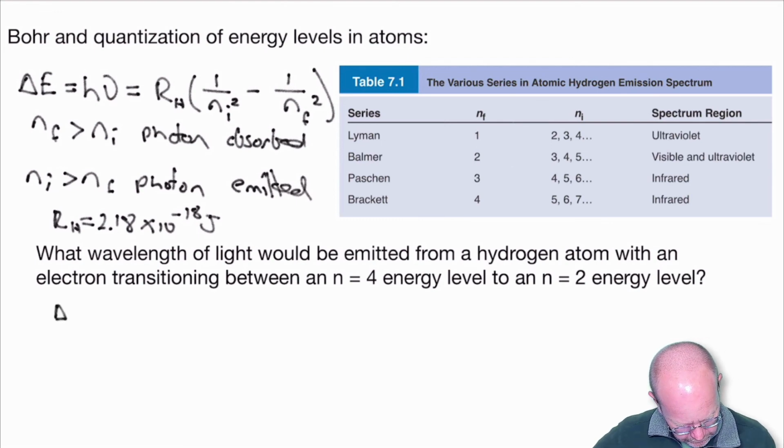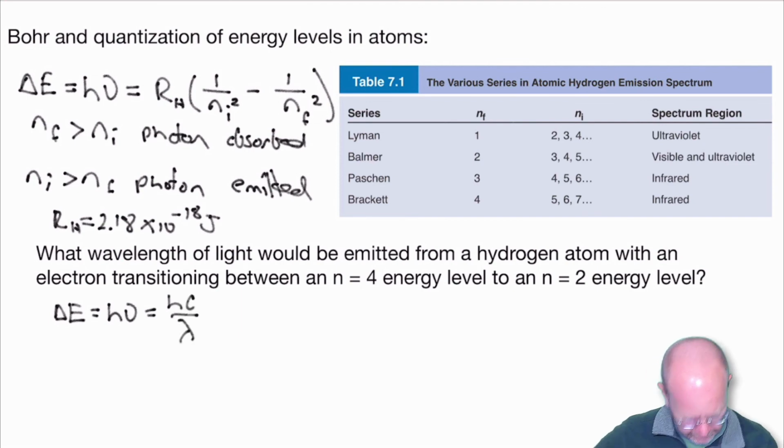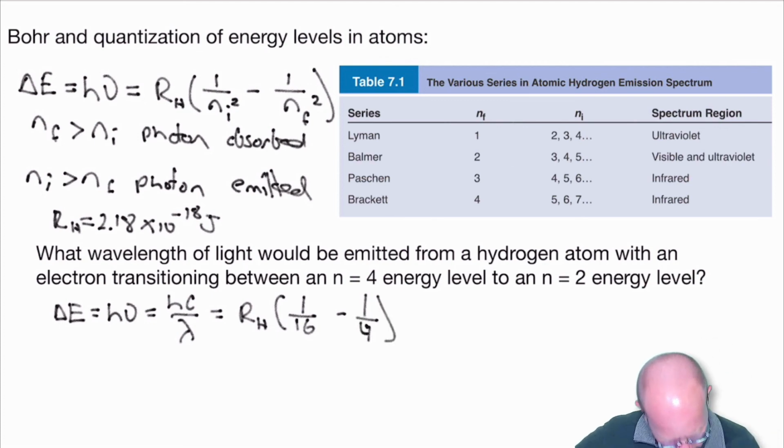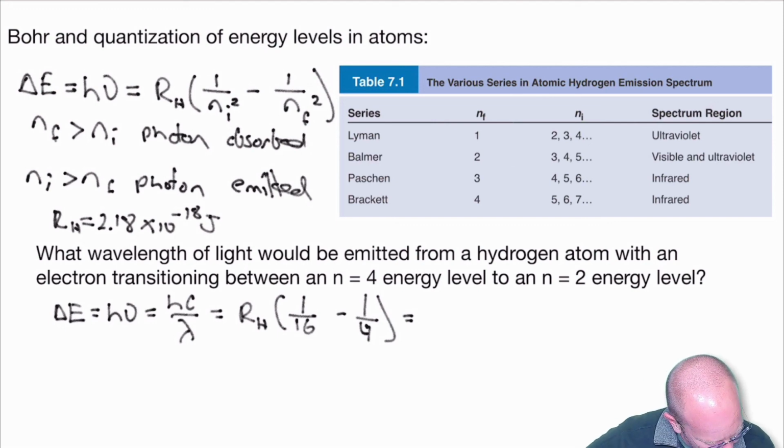So delta E equals h nu, which equals hc over lambda. I use that form of the energy of the light because I know I wanted to get to wavelength. That's going to equal the Rydberg constant, RH, which value is right there. And in this case, the initial level is 4, so it's going to be 1 over 16 because the initial level squared would be 16, minus 1 over 4. And so now it's just a matter of sort of plugging and chugging a little bit. So if I do that math, let's just go ahead and solve this equation for the wavelength.